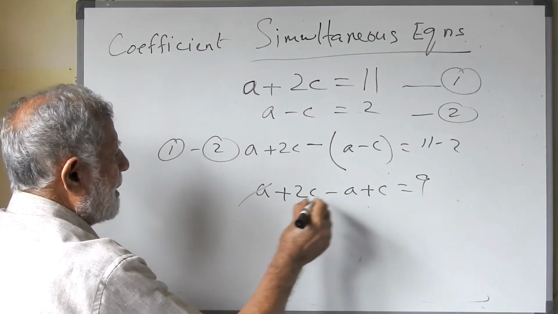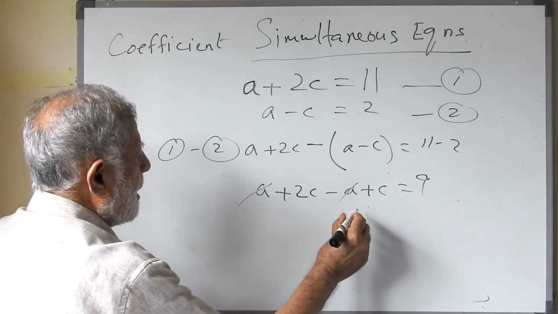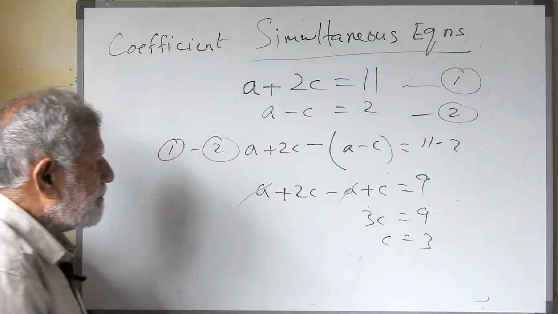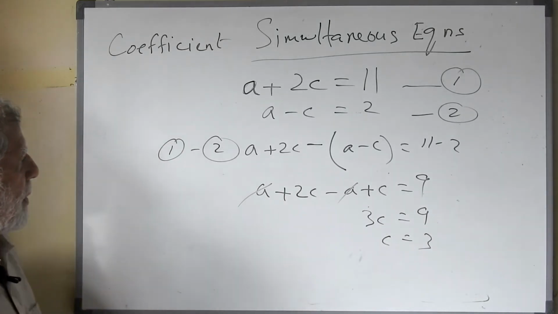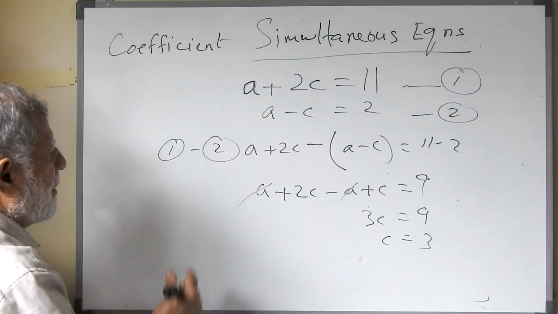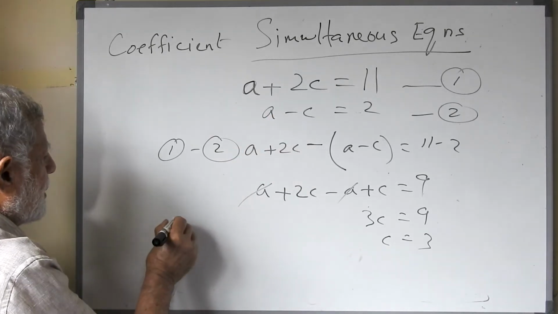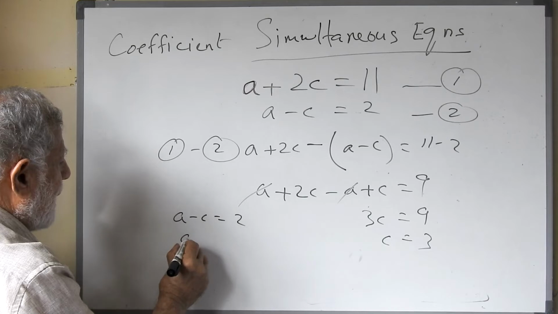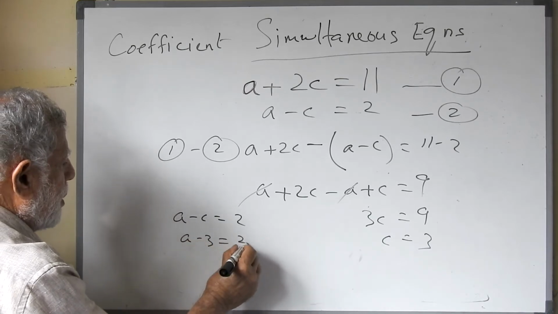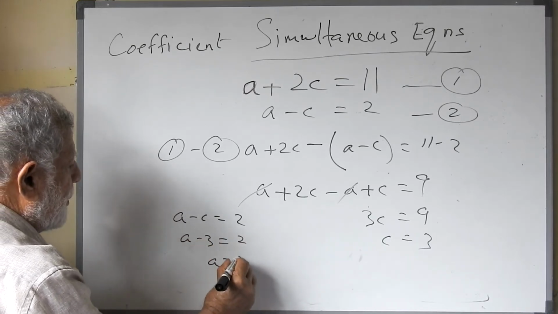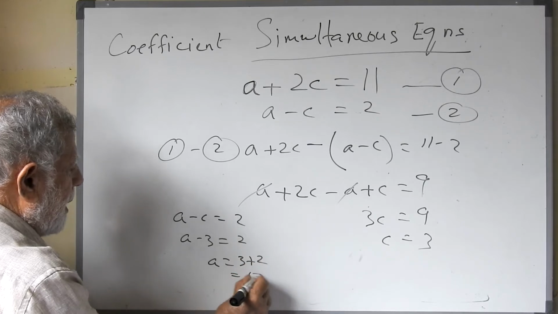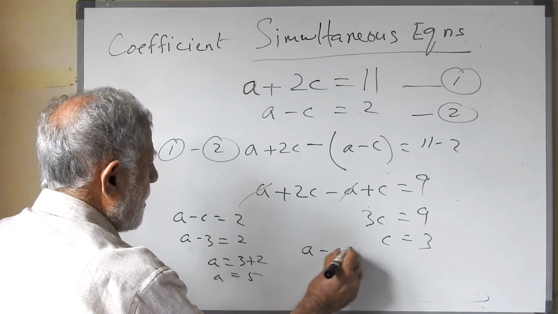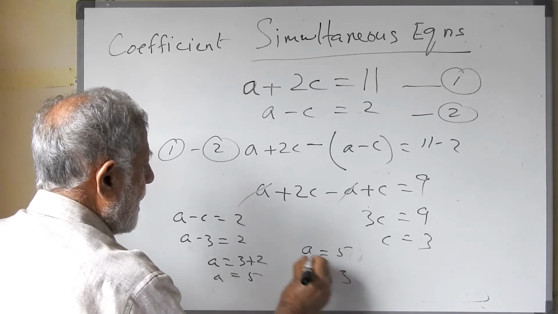So here a and a cancelled. So 2c plus c, 3c. 3c equals 9, c is equal to 3. So we got the answer for c. Now we can substitute in any one of the equations. So we will substitute here. a minus c equals 2, c is equal to 3. So a minus 3 equals 2, a is equal to 3 plus 2, that is equal to 5. So a is equal to 5, c is equal to 3. You can write the answer, a is equal to 5, c is equal to 3, and box the answer like that.